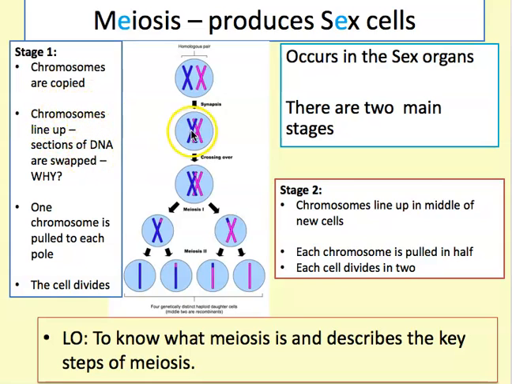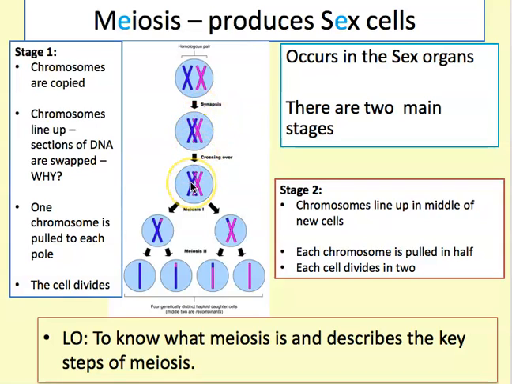Second key point is that the chromosomes actually then line up on the equator, and as you can see here, they're crossing over. Now, the reason that they are crossing over is because they are swapping pieces of DNA. Now, what that means is that variation occurs. So the swapping of the DNA allows a variety of sperm or eggs to be made, and it means that every single sperm and egg that are made are different. So that's a really important stage.